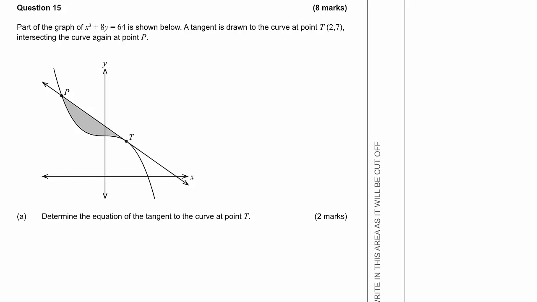Part of the graph of x cubed plus 8y equals 64 is shown below. A tangent is drawn to the curve at the point (2, 7), and intersects the curve again at P. Okay, we can see that. Determine the equation of the tangent to the curve at the point T, and we actually have its coordinates. So, we have got a point and we need a gradient.